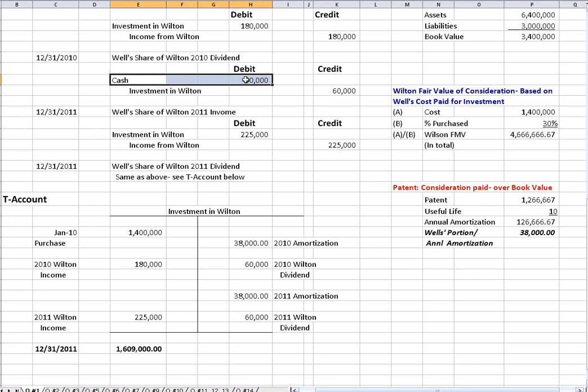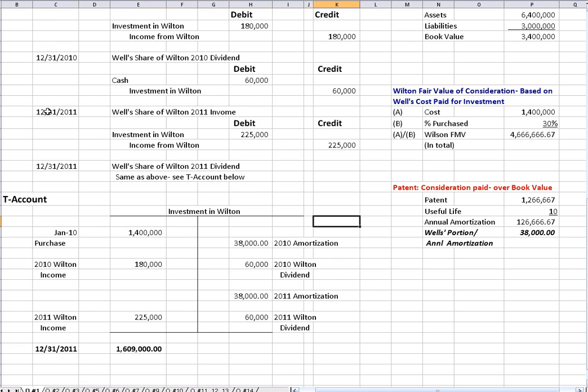Well, they get cash, debit cash, and when they get the dividend, that's used to reduce the parent's investment in the sub, and we see in the T account here that we credit to reduce the investment in sub. That's because since the companies are assumed to be the same, if the sub pays a dividend, those are assets and cash going out of the parent as well, so we reduce the investment in sub.